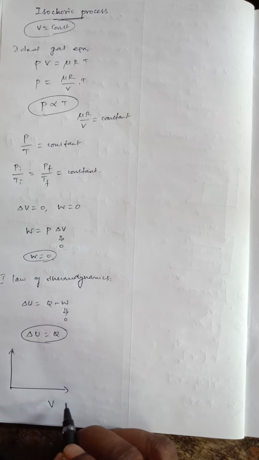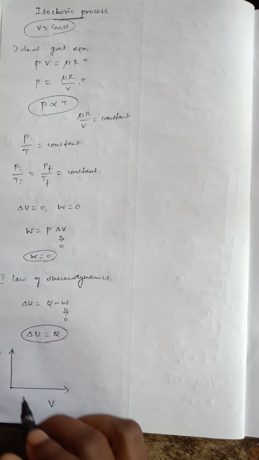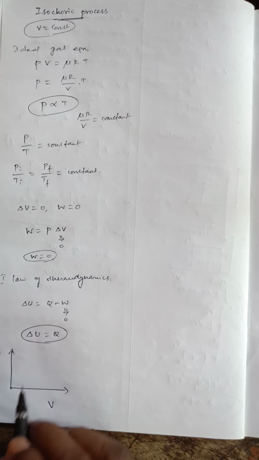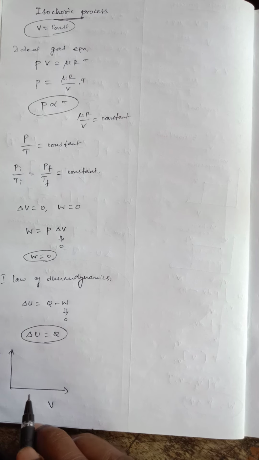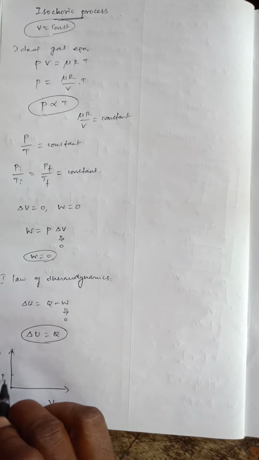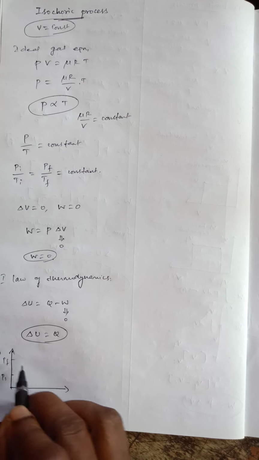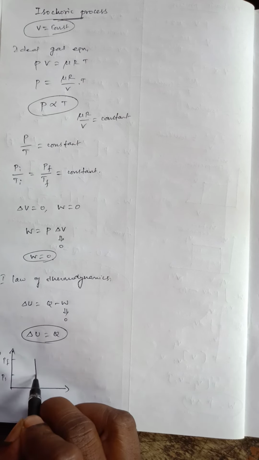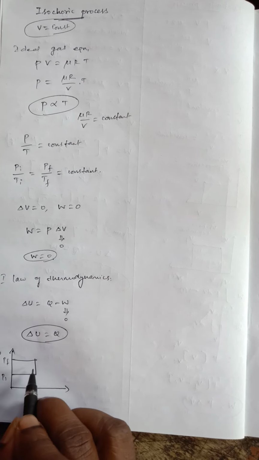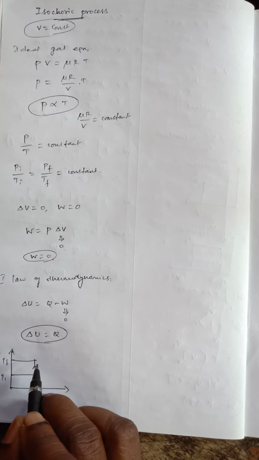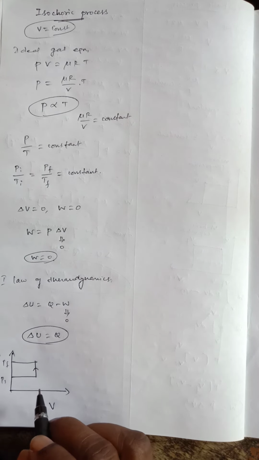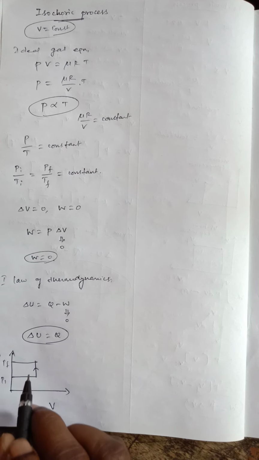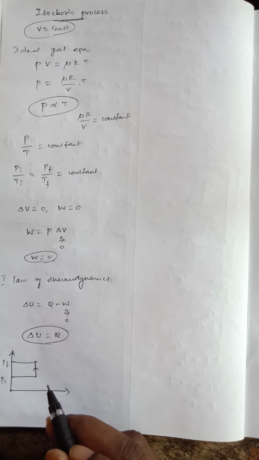Next we will see the graphical representation of the isochoric process. Volume on the x-axis, pressure on the y-axis. V is constant. Suppose in the case of an isochoric pressure increase, this is Pi, here is Pf, V is constant. So what does this mean? Pressure is increased here. Pressure increased means the process is called compression, so it's called isochoric compression.